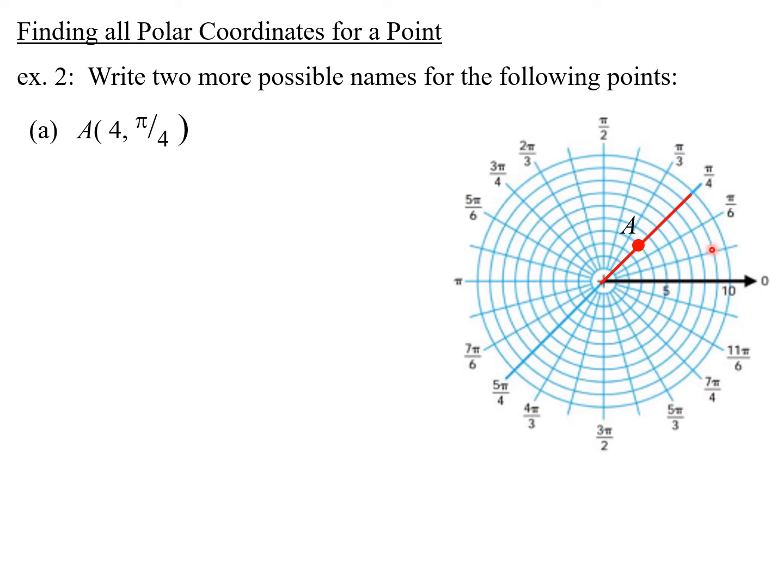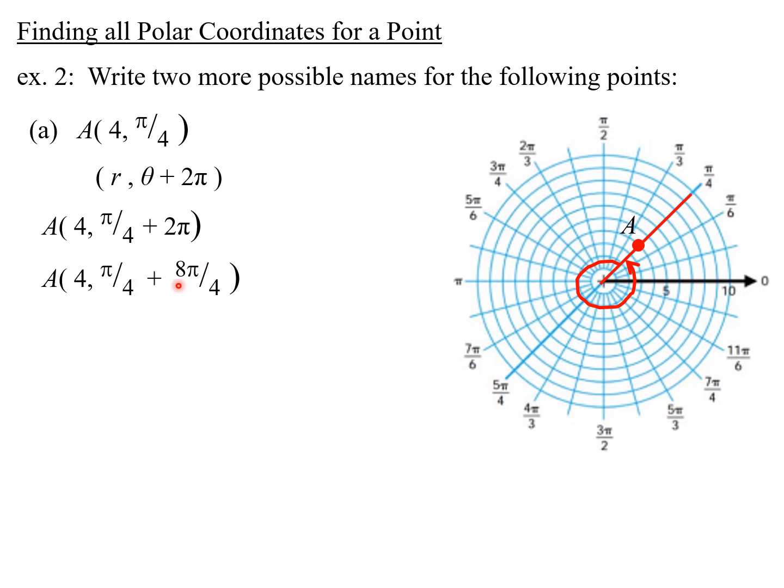Well, one of the ways we're going to get another name for this is to take an angle that is larger by 2 pi. What that is going to do for us is we're going to go all the way around once. So we're going to add 2 pi to its existing direction, and then we're going to get right back to the same direction. So I'm going to take the same radius, but I'm going to add 2 pi to pi over 4. Finding common denominators, that's going to be 8 pi over 4. And so another name for point A would be 4, 9 pi over 4. We could actually add another 2 pi and another 2 pi and continue to get more names for this particular point.